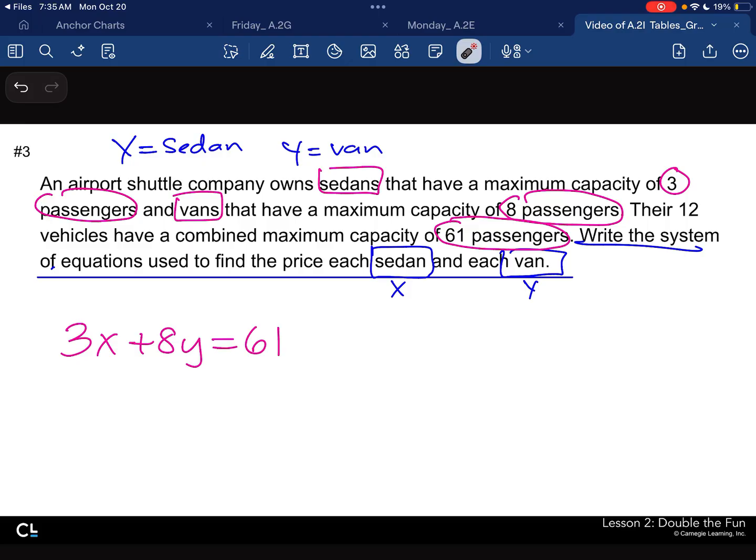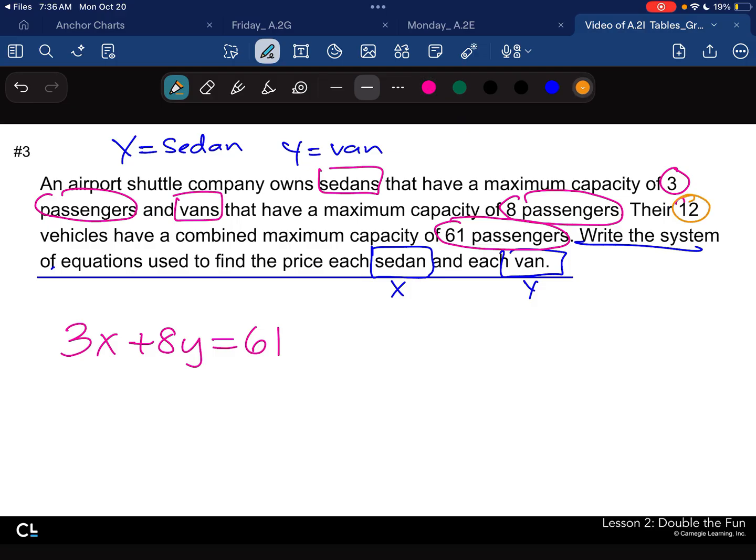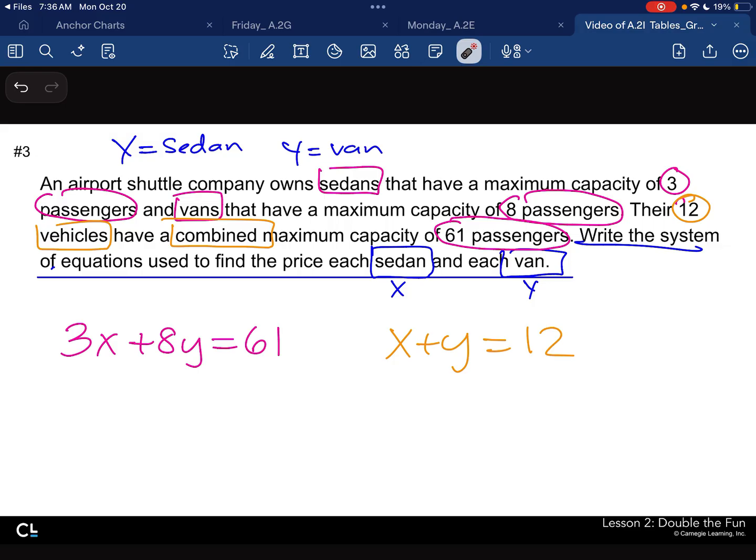All right? And now it says their vehicles, there are 12. So let's do a different color. Let's do orange-ish. There are 12 vehicles combined. So that means there are blank sedans plus blank vans equals 12. So X plus Y equals 12. A little trick: the number I did not use in the first equation, meaning it was a completely different category, will often be in an equation similar to X plus Y.